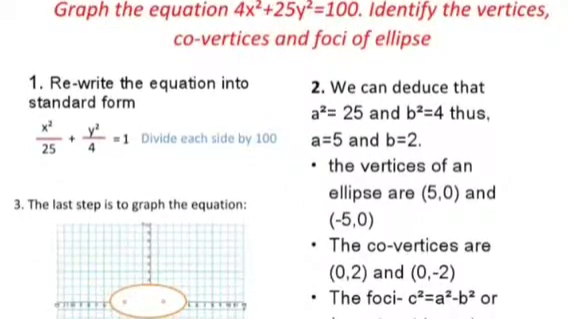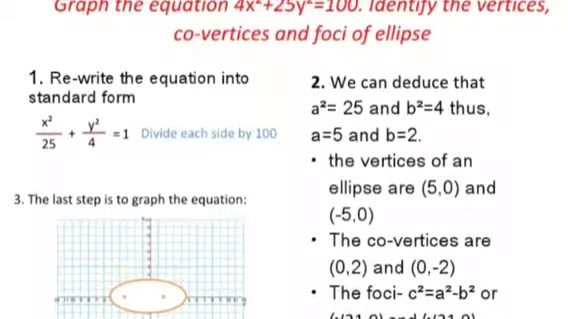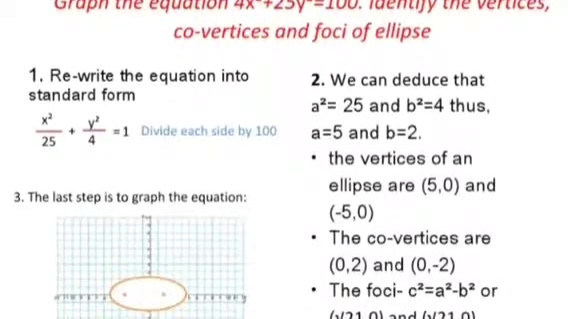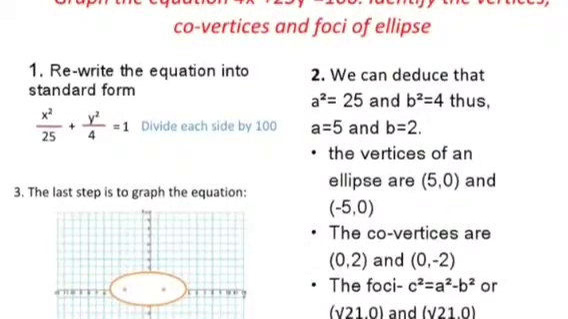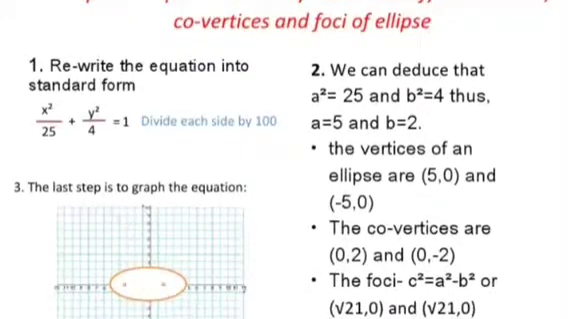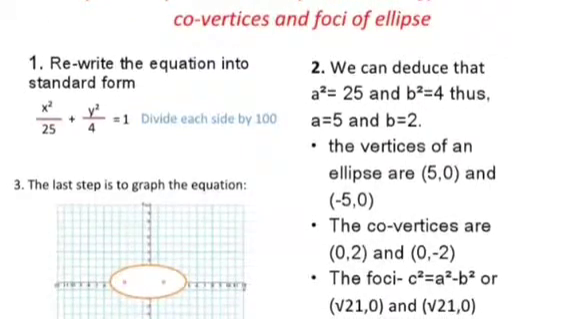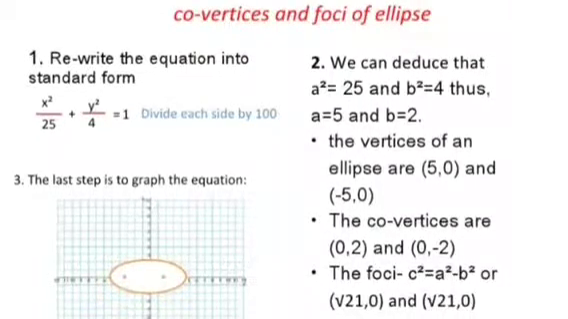This is a horizontal ellipse, and thus a squared equals 25 and b squared equals 4. Once we know what a and b stand for, we can get the vertices and covertices of the ellipse. The vertices are (5, 0) and (-5, 0), while the covertices are (0, 2) and (0, -2).